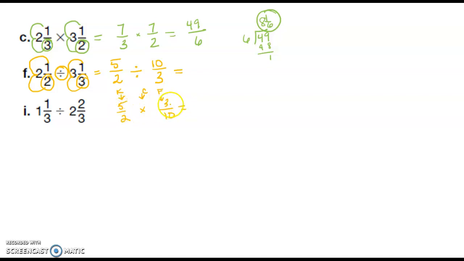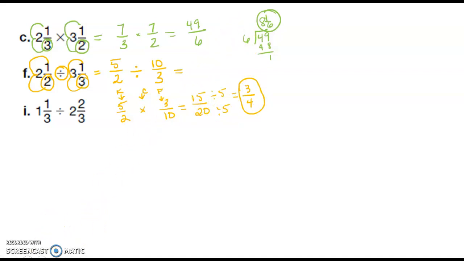Now I have 5 times 3 is 15. 2 times 10 is 20. I'm going to reduce it by dividing the top and bottom by 5. 15 divided by 5 is 3. 20 divided by 5 is 4. And that is my answer.